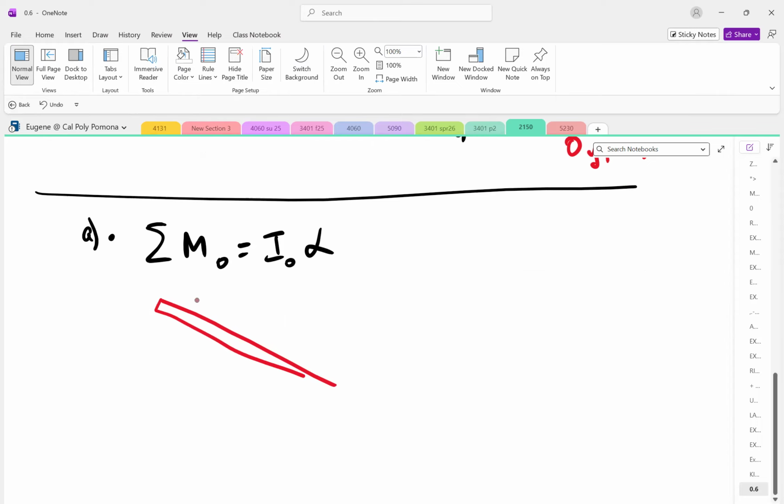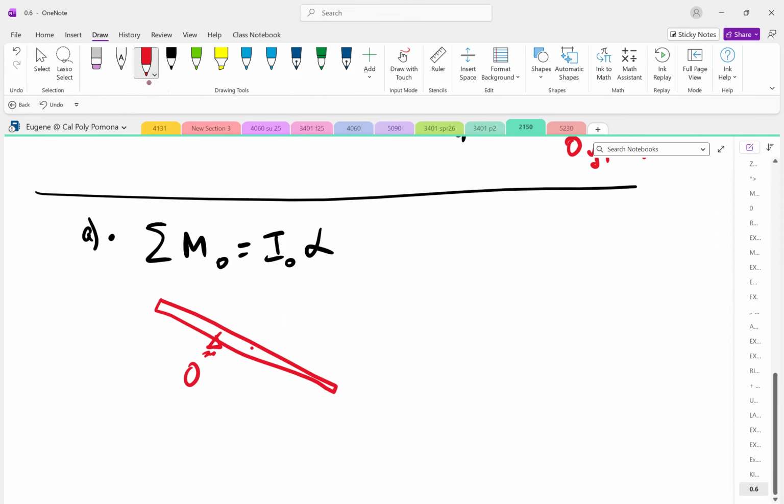So this is our object. That's the point O. This one is mg, and we have these two reactions, OY and OX. And the angle is given as 40 degrees, right? Yeah, that's 40 degrees.